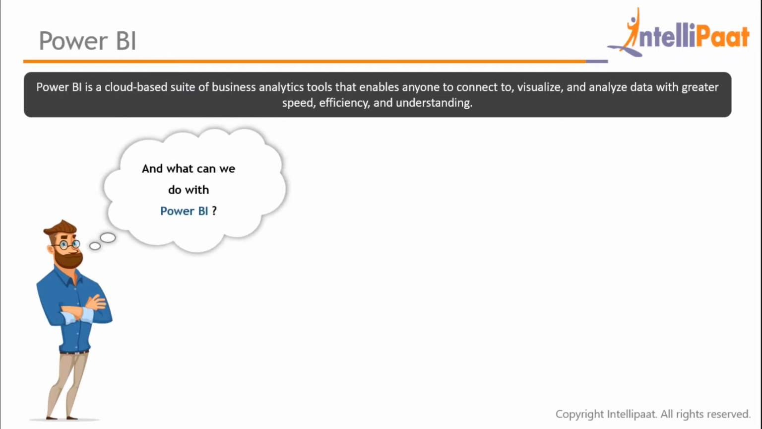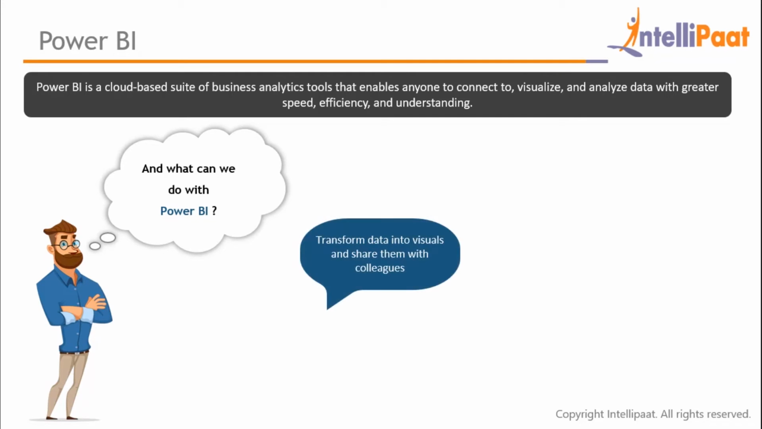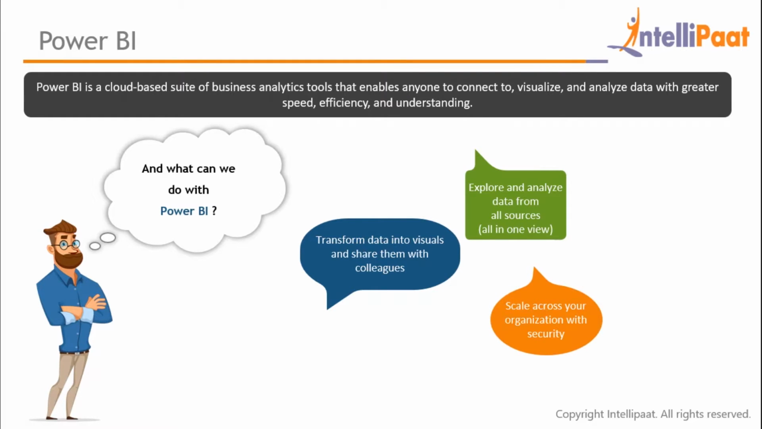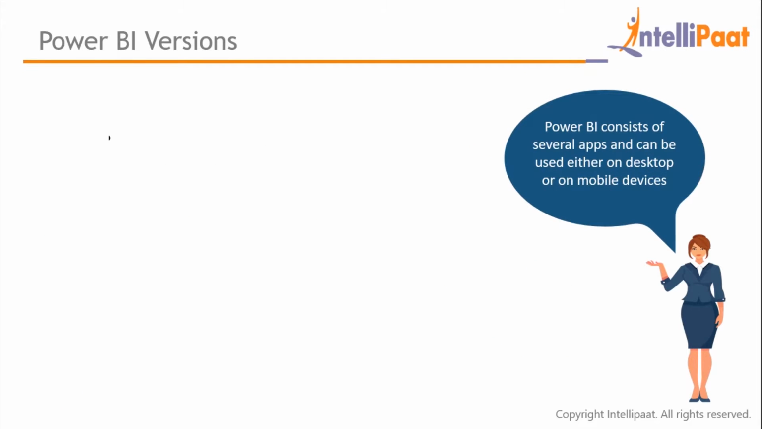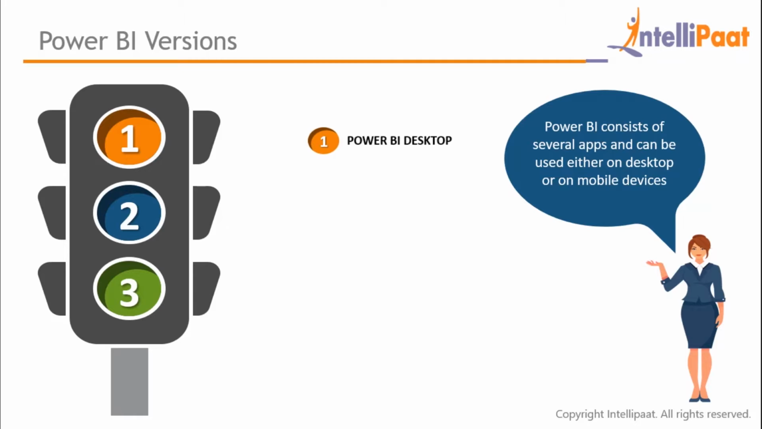Now, Sam has a question. What can we do with Power BI? You can do many things with Power BI, but basically Power BI enables users to transform data into visuals and share them with their colleagues, explore and analyze data from all sources, and scale across organizations with built-in governance and security. There are 3 different versions of Power BI: Power BI Desktop, Power BI Service, and Mobile Power BI.